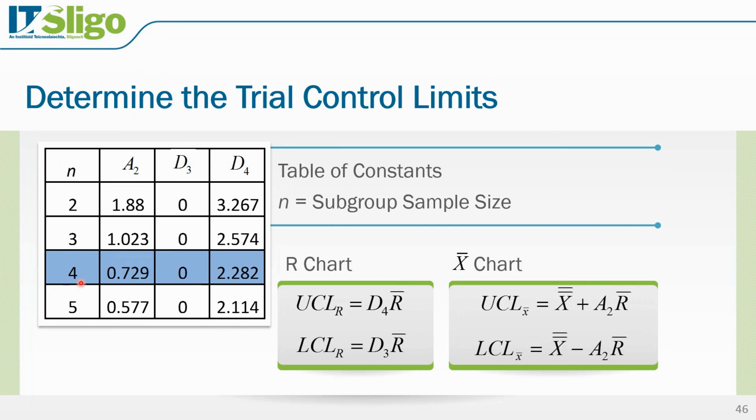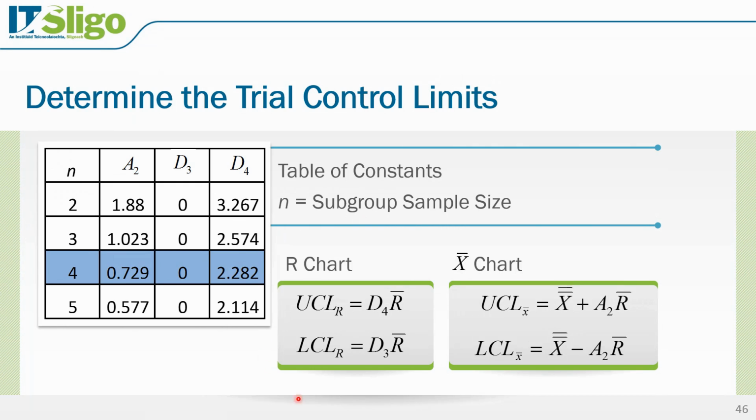We're taking 4 measurements. So we will use a constant A2 of 0.729, we will use a constant D3 of 0, and a constant D4 of 2.282. These tables of constants are available on the internet or available in any textbook.